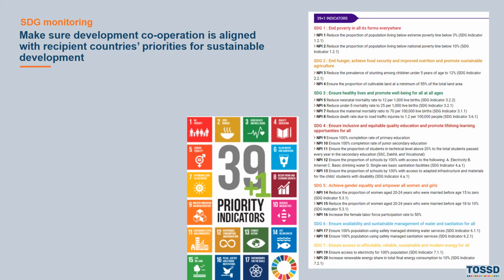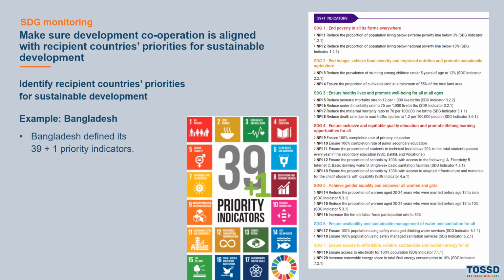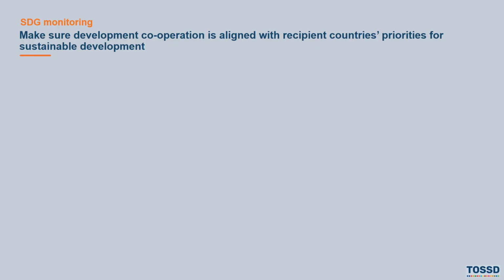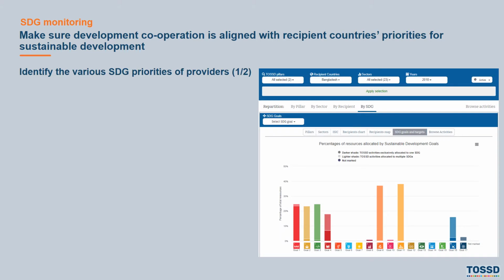In this case, is it possible to identify the recipient country's priorities for sustainable development? For this, we can find that, for example, Bangladesh defined 39 plus 1 priority indicators, and these are shown on the right side of the slide. The question to be asked is which SDG goals and targets providers support in Bangladesh. So to do this, we can go on the TOSD online data visualization tool.